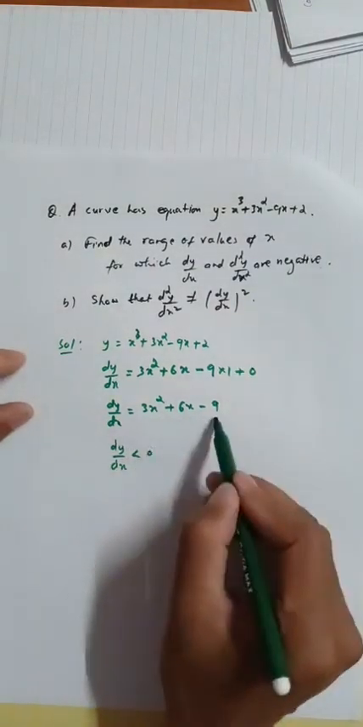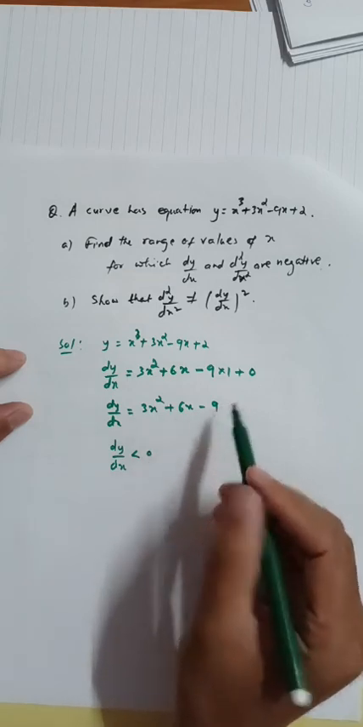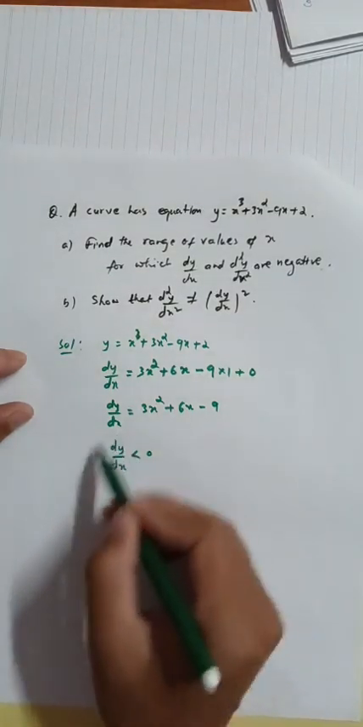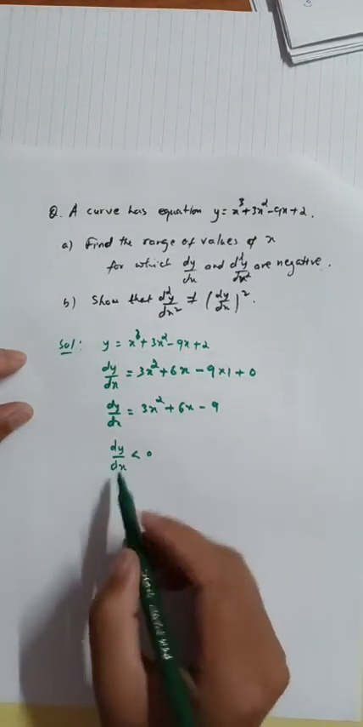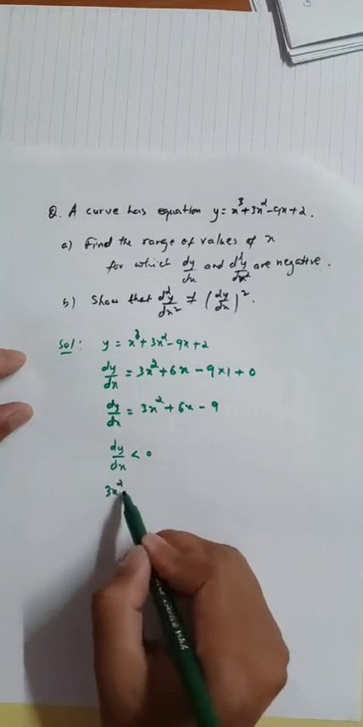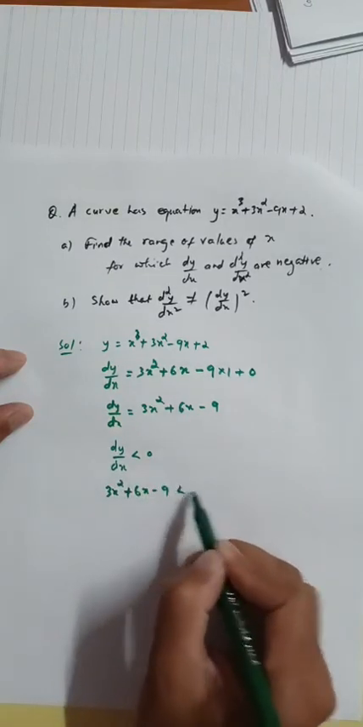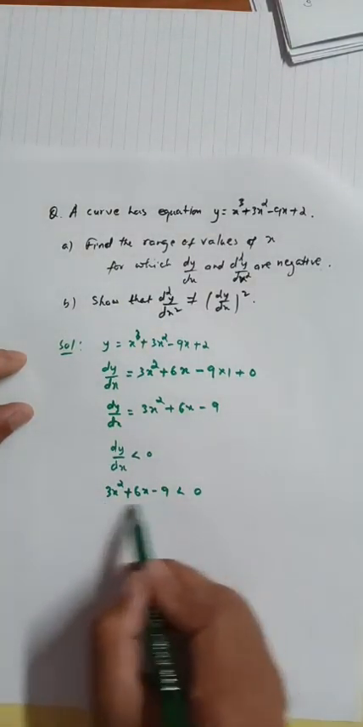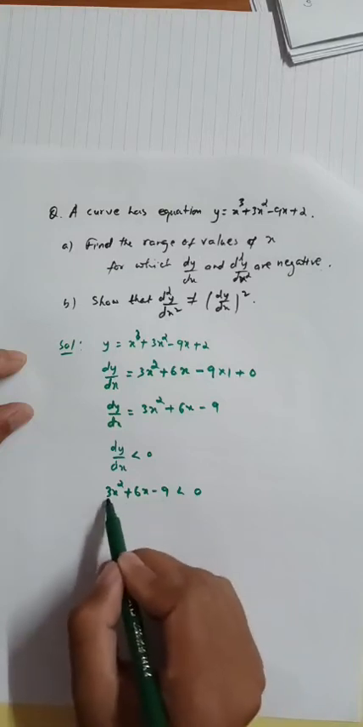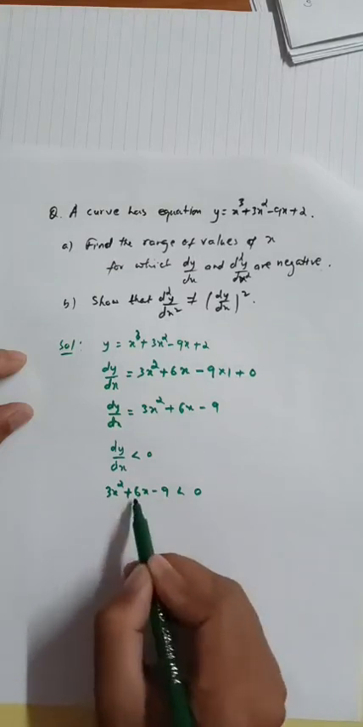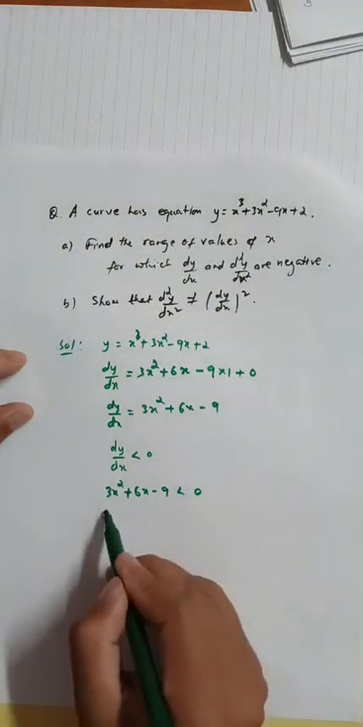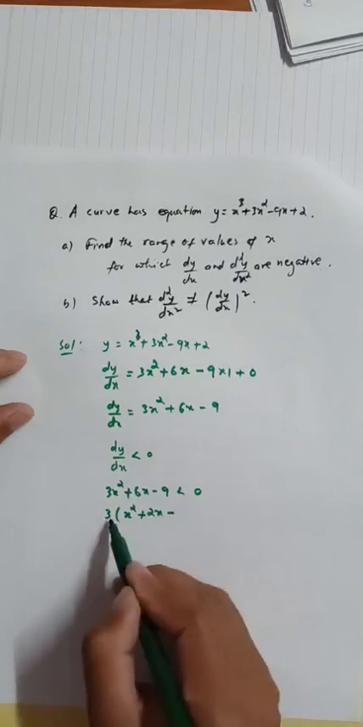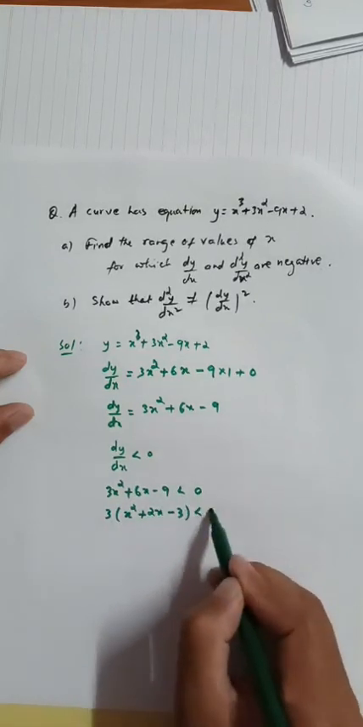Now we substitute the dy over dx value, 3x square plus 6x minus 9, so we get 3x square plus 6x minus 9 is less than 0. Then we simplify by taking the common factor, 3, because 6 and 9 are multiples of 3. So 3 taken out gives x square, 3 times 2 will give you 6x, minus 3 times 3 is 9, less than 0.